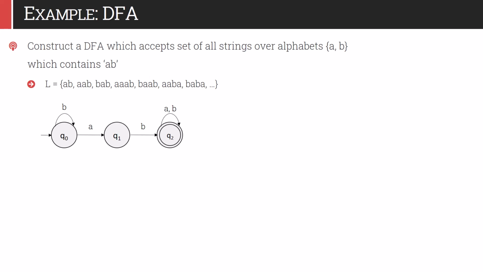From Q1, the arc of B is already there. Can we have a self loop of A on Q1? Yeah, that is also very much allowed, because after reading any number of A's from Q1, to go to the final state, we must read B. So AB will definitely be part of any string generated by this DFA.